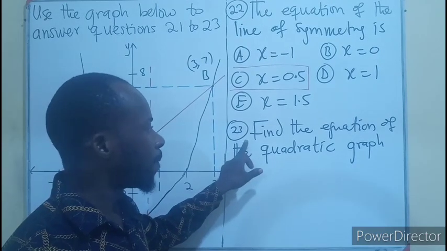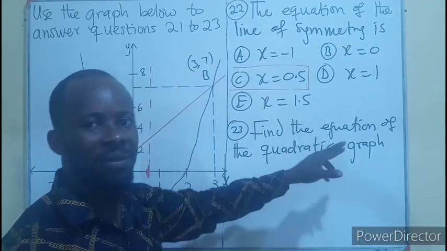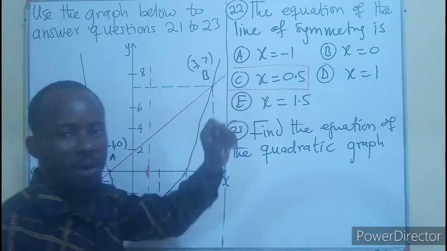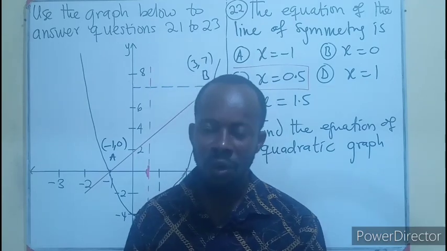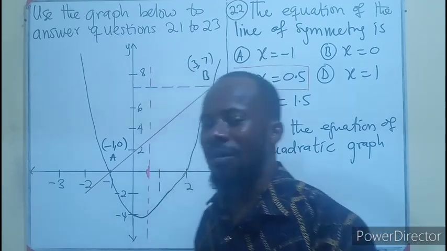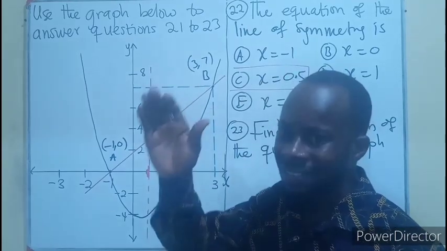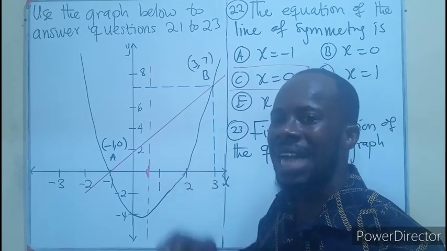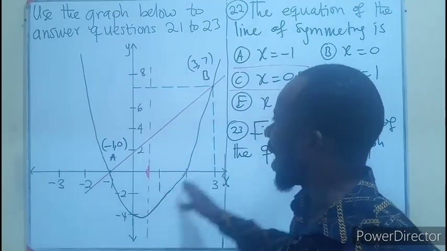For the 23, we have to find the equation of the quadratic graph. The quadratic graph is the one that gives us the curve. Now, for you to find the equation, we need to know the root of the solution. And the root of the solution is always the point at which the curve cuts the x-axis. At what point does the curve cut the x-axis?